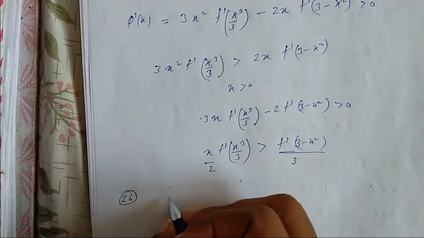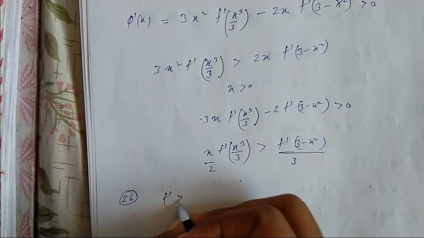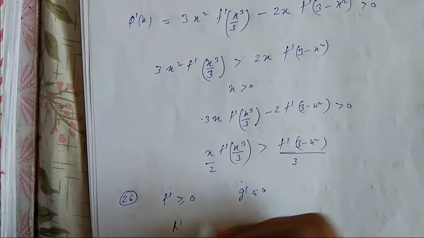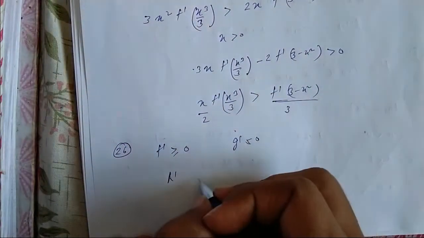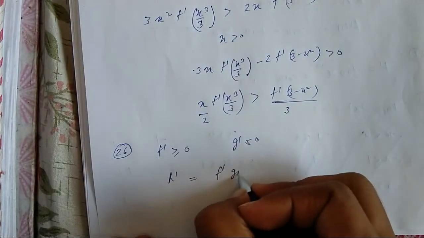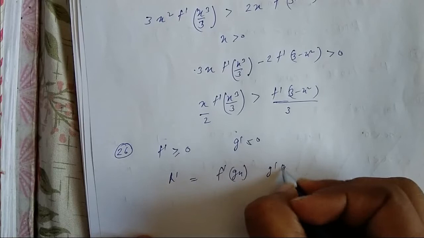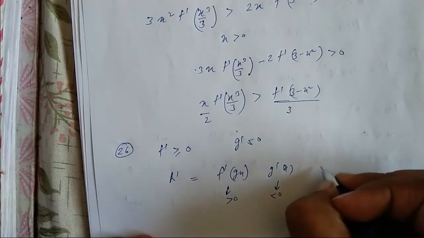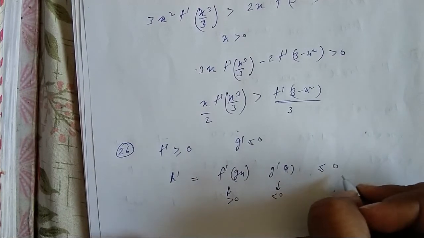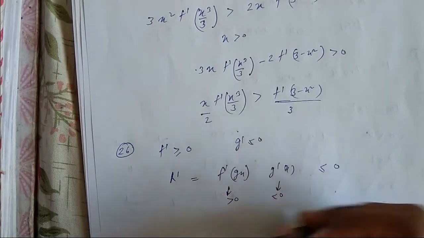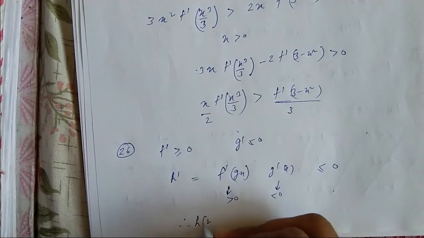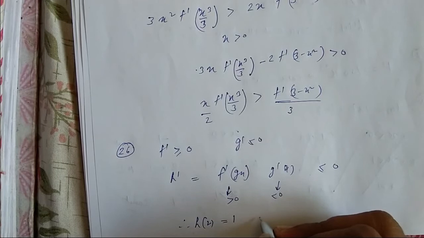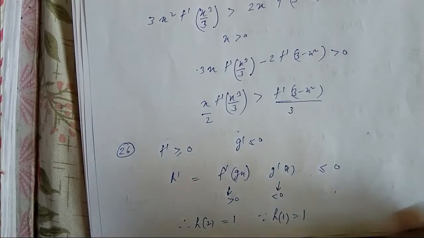Okay, so 26. We know that f dash is greater than or equal to 0 and g dash is less than or equal to 0. h dash is equal to f dash g x into g dash x. We know that this is greater than 0 and this is less than 0, so overall this is less than or equal to 0. Therefore h of 2 is equal to 1, since h1 equal to 1.